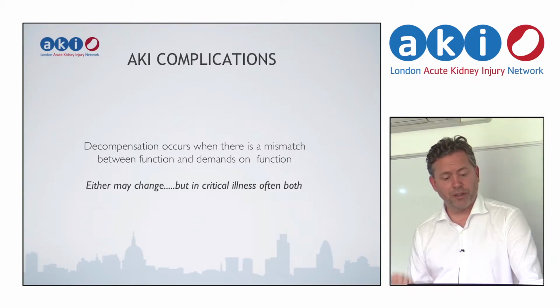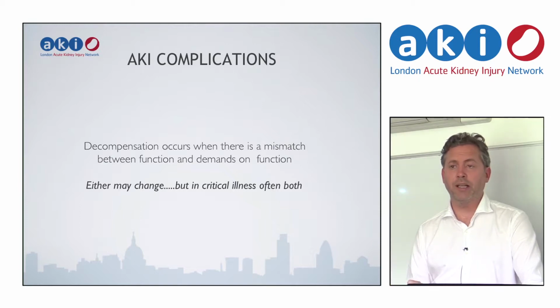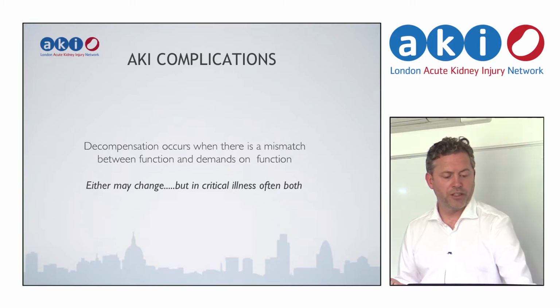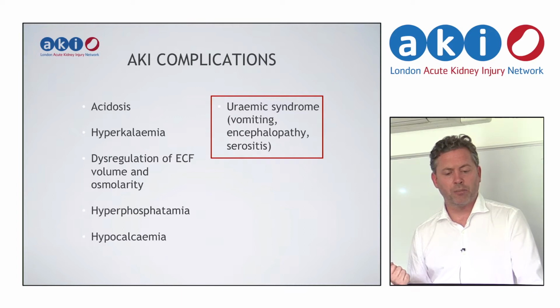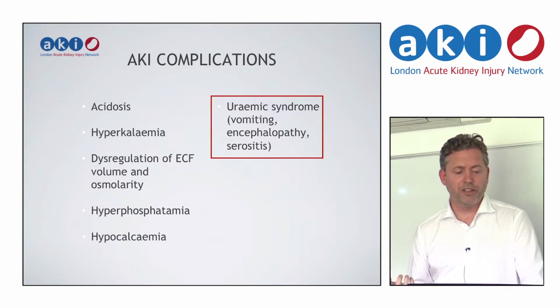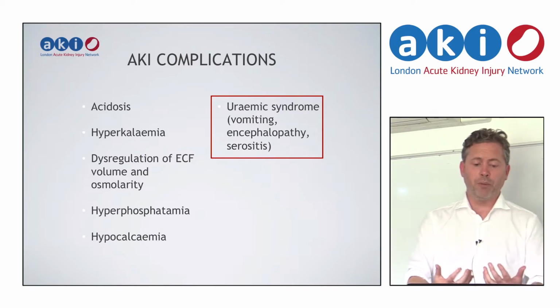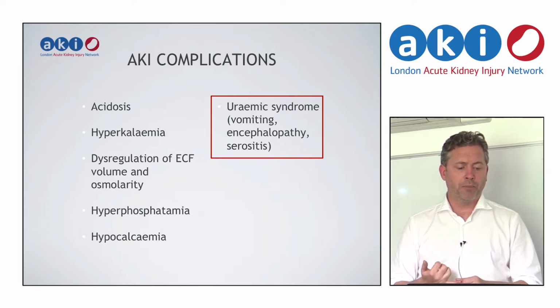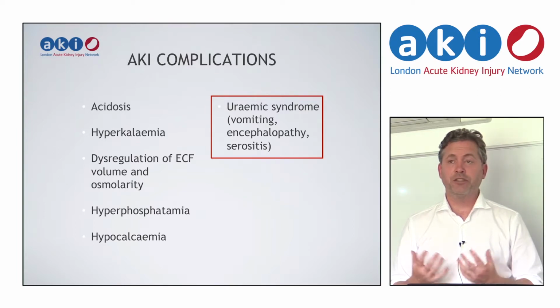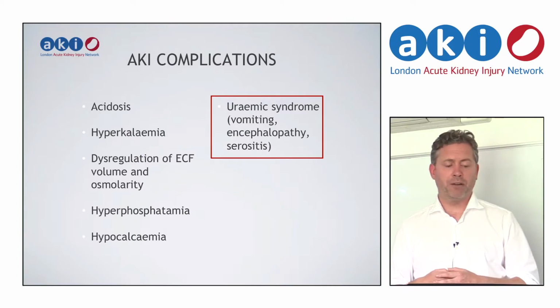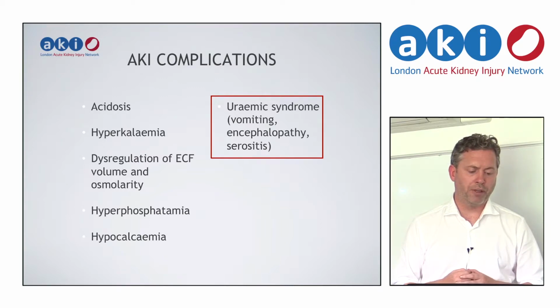It's important to note that in critical illness, kidney function may be declining at precisely the point that metabolic demands are rising. And this is why we may often see complications arising fairly early in AKI and critical illness. What are these complications? If you take away kidney function from one of my earlier slides, what would happen if we remove those normal functions? Well, metabolic acidosis, hyperkalemia, dysregulation of ECF volume and osmolarity, characteristically most often manifest as edema, peripheral or pulmonary edema, high phosphate, low calcium.